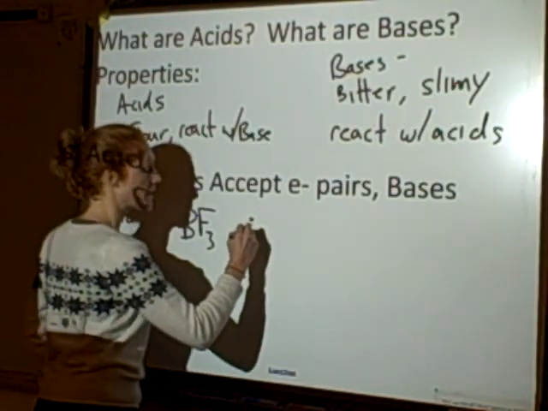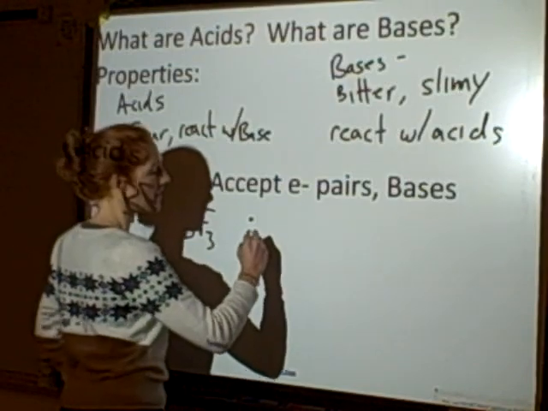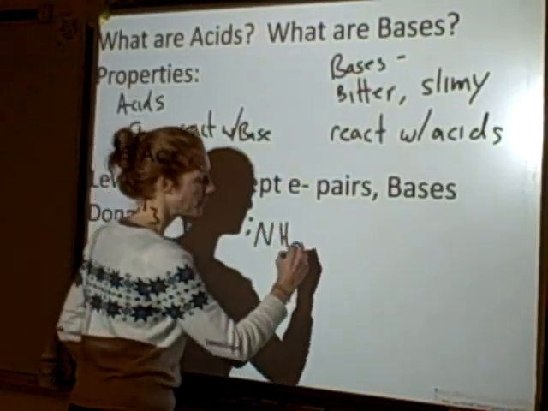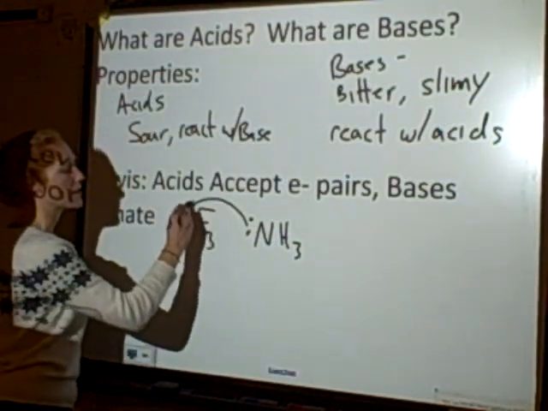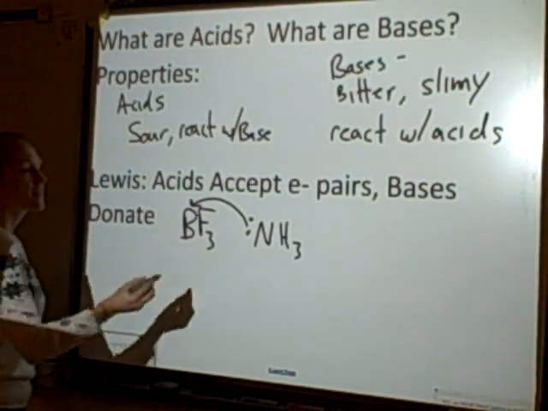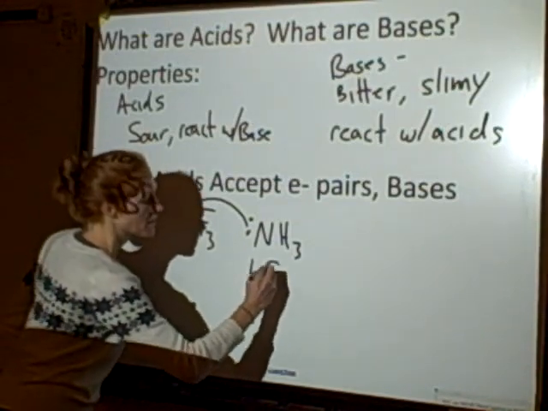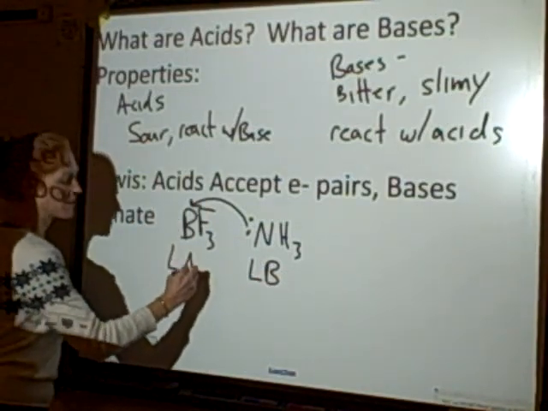If you have something else that can donate an electron pair, anything with a free one, let's say any nitrogen-containing compound like ammonia, it has one lone pair, and it'll donate that lone pair to the boron. So in that case, this is our electron donor, so that's our Lewis base, and this is accepting the electron pair, so that's our Lewis acid.